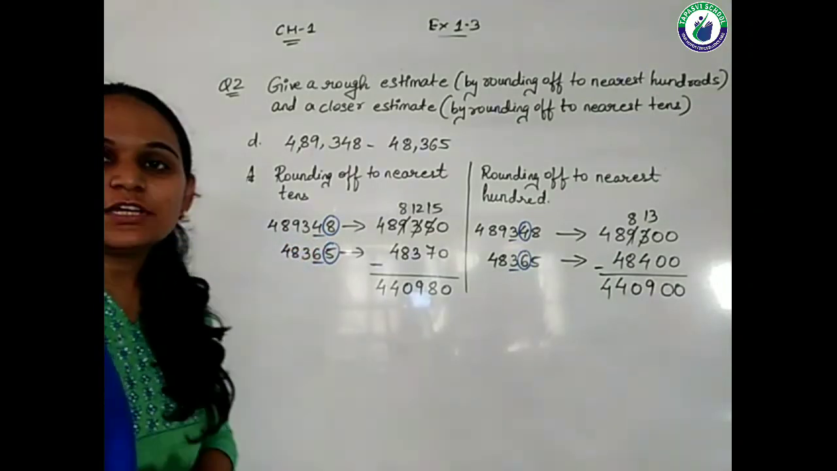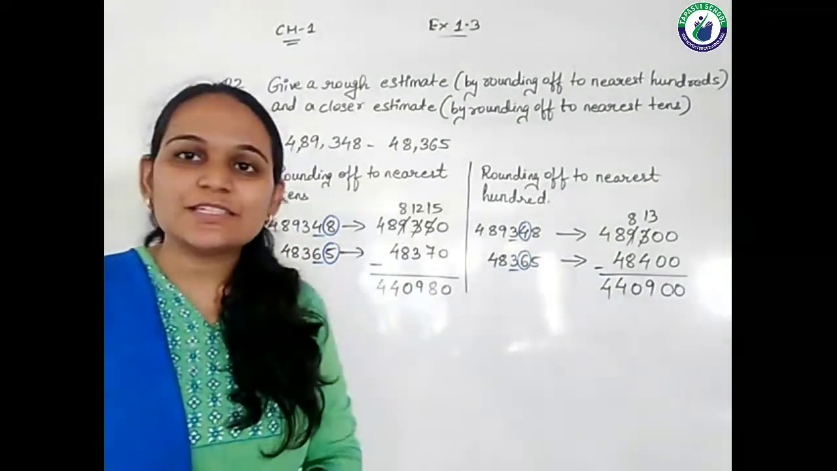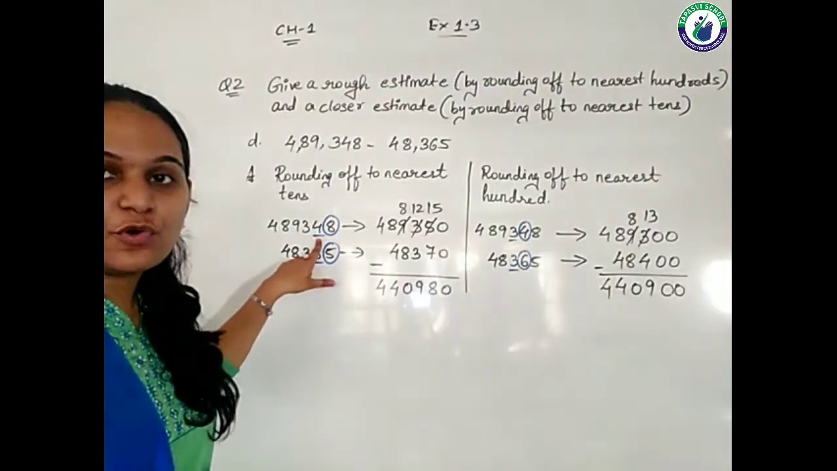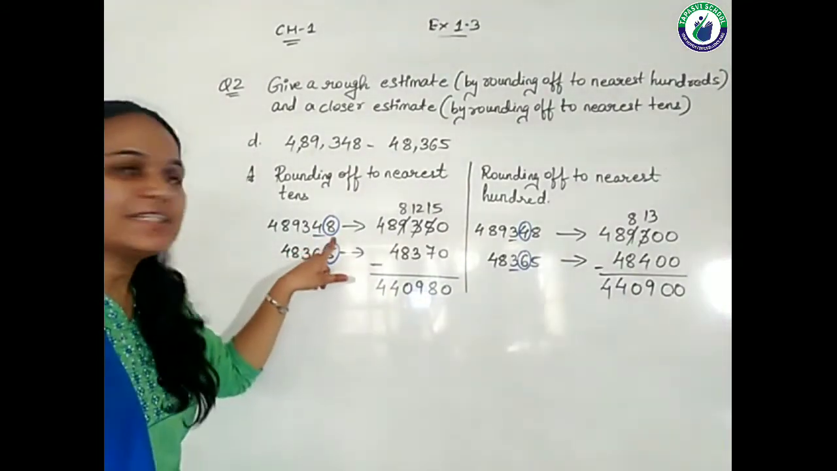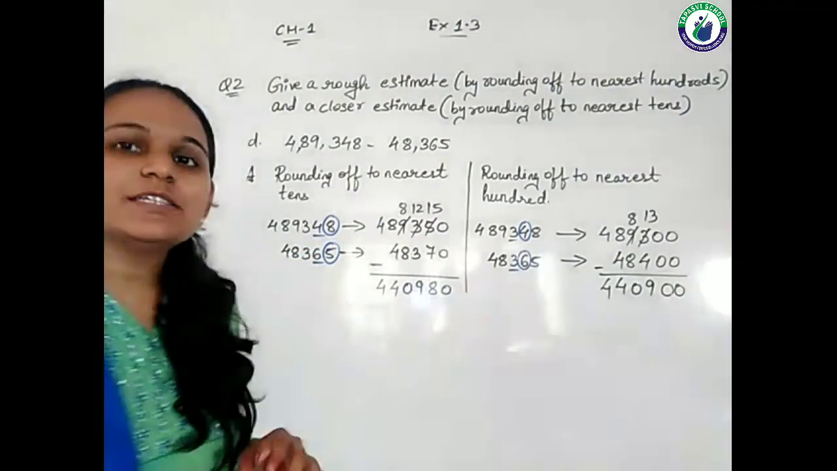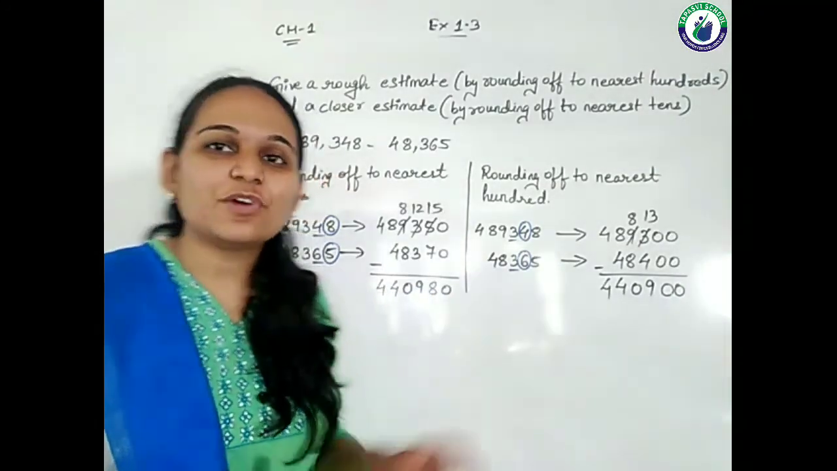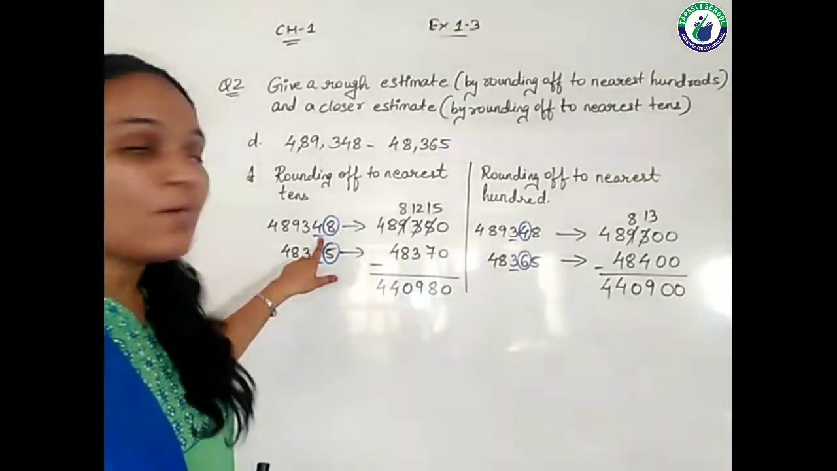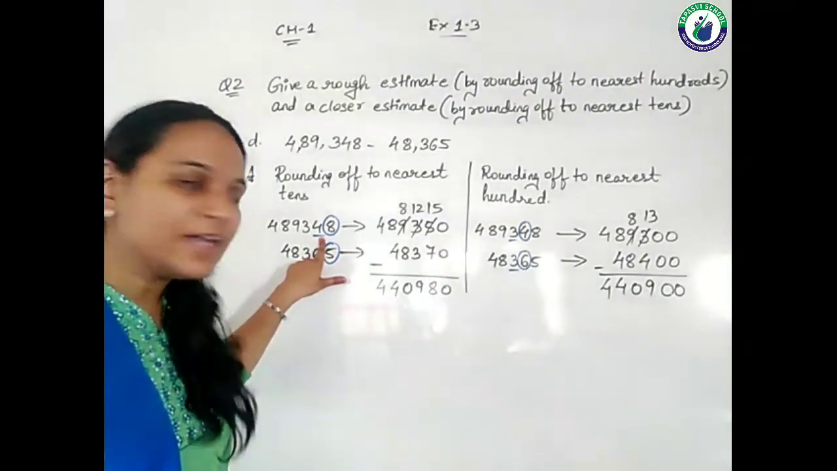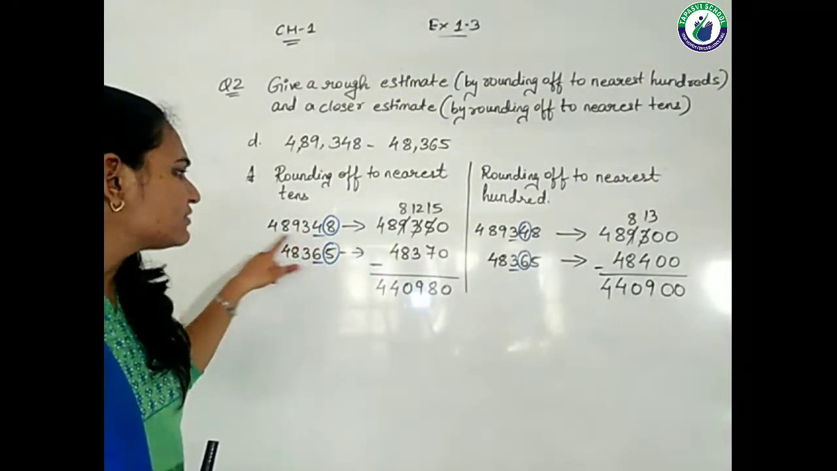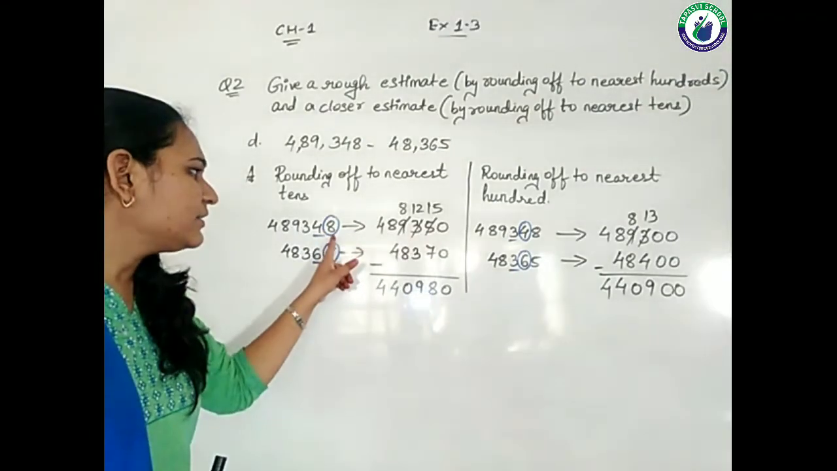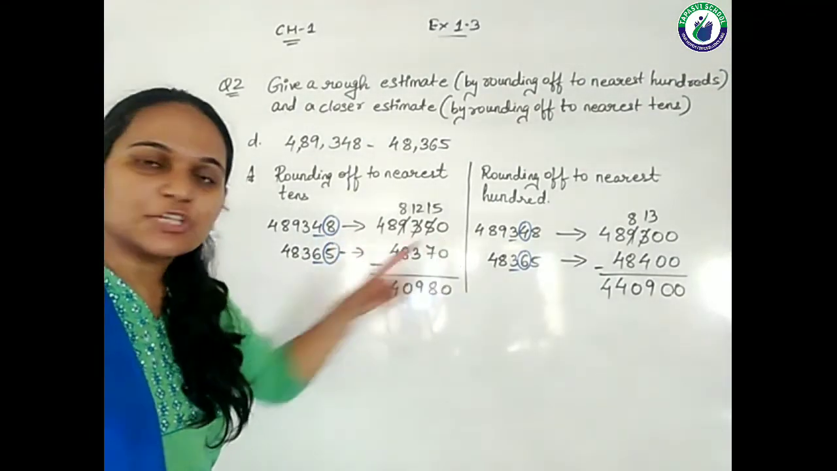If we round to the nearest 10, what is the tens place digit, students? That is 4, right? And the helping digit is 8. Is the helping digit less than 5, equal to 5 or more than 5? It is more than 5. So what are we going to do? We are going to add 1 to this 4, so it will become 5. The previous digits will remain as they are, and the last digit will become 0.